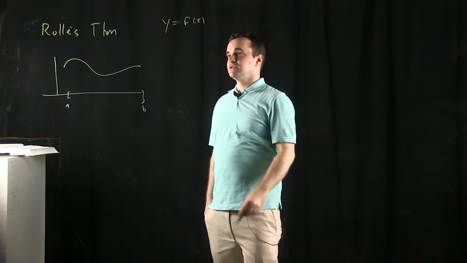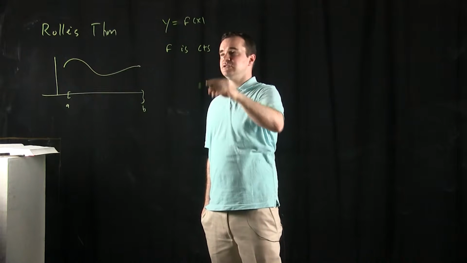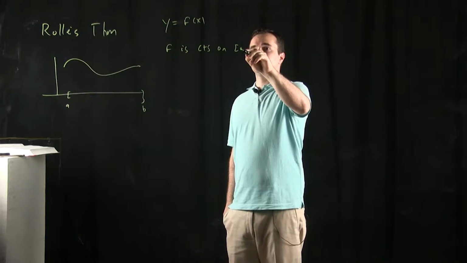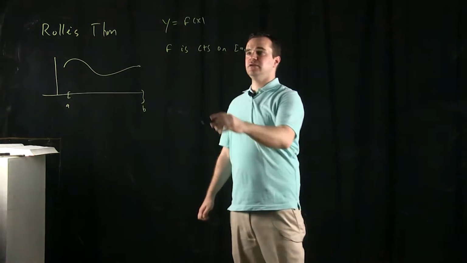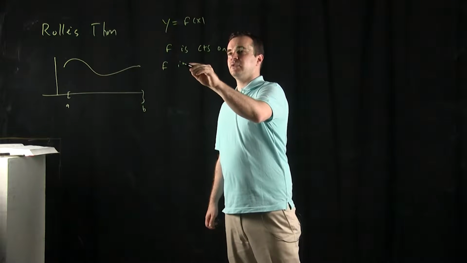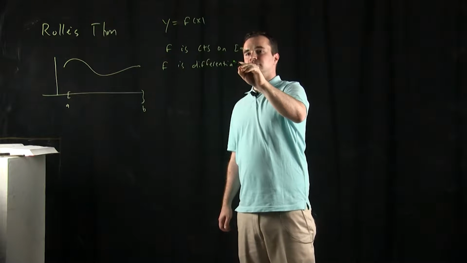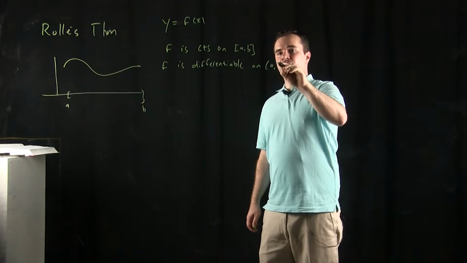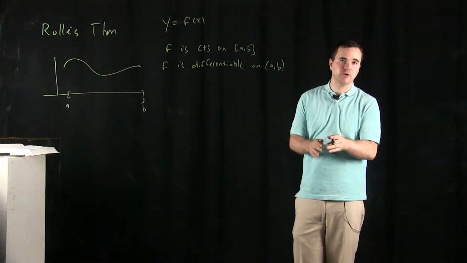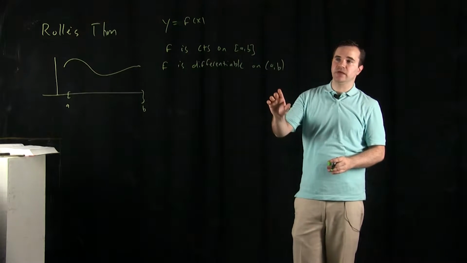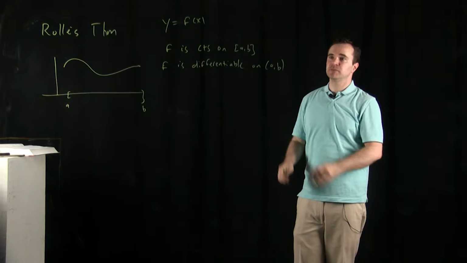and say you know a couple things. So you know that the function f is continuous. I use CTS for continuous on that closed interval. That means it's continuous at every single point in that closed interval. And say that you know that f is differentiable on the open interval, meaning that the function is differentiable at every single point inside that open interval, meaning that the derivative exists at every single point inside that open interval. Those are the things that you assume for Rolle's theorem.